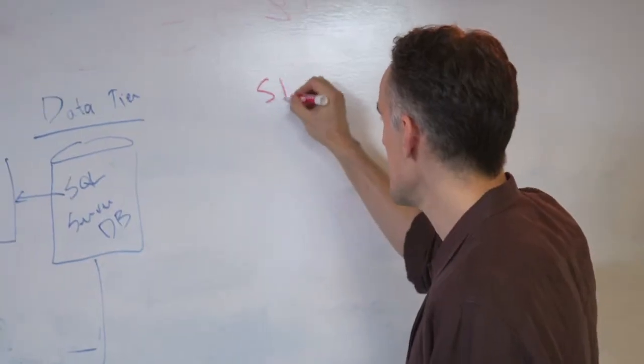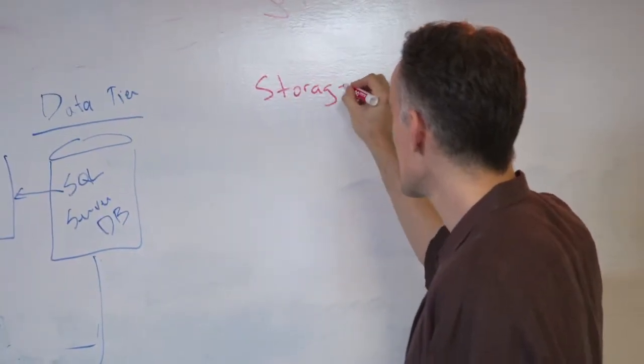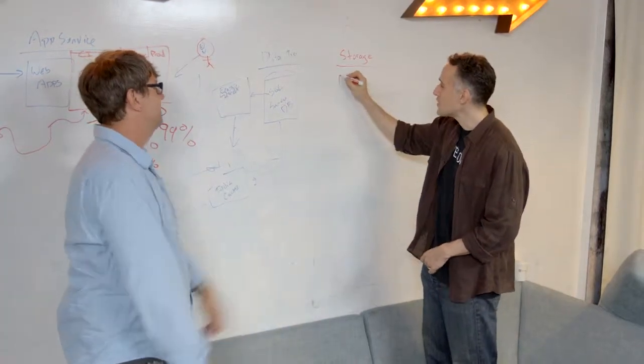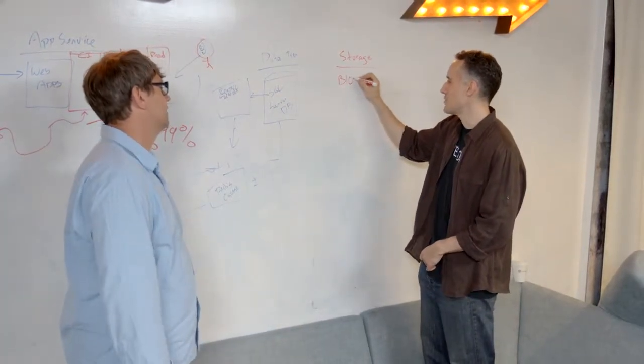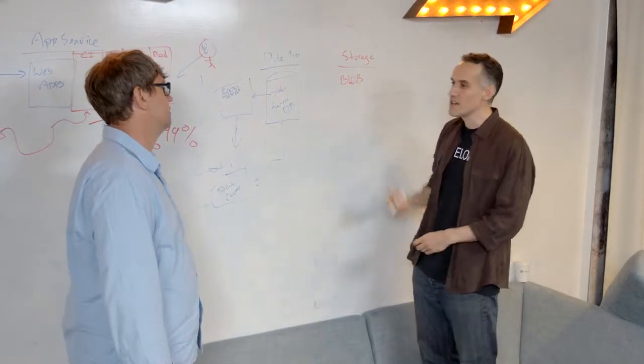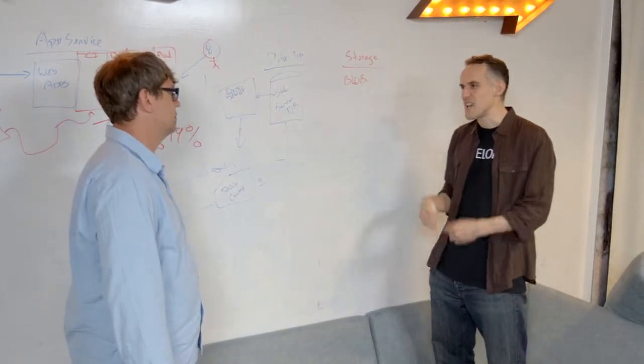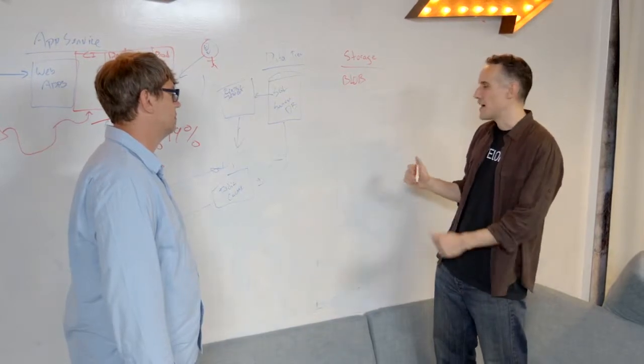So I'm just going to write storage here. What can I store in storage, Dan? Well, there's a number of things you can do. The one we are using is called blob storage. There we go. Binary large objects, basically like files or parts of files, a number of things, anything sort of like a file, right?